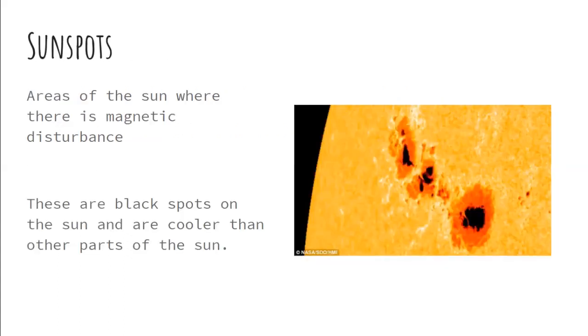Sunspots, if you look at images of the sun, are these little black spots on the sun. This is where the sun experiences a magnetic disturbance. These black spots are a lot cooler than the other parts of the sun. Compared to the surface of the sun, they're a lot cooler, maybe around 2000 Kelvin. They're still very hot for a human to be there, but it's cooler compared to the other parts of the sun.